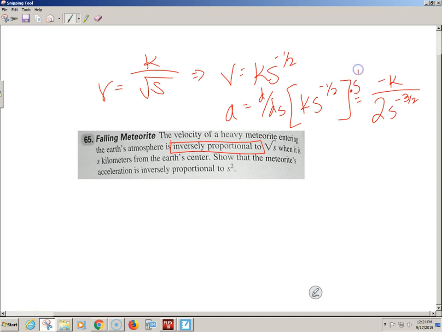Times s prime. And who is s prime? Supposed to be finding ds dt times, my notation is awful. Just wait. It's going to be pretty. About 5, 4, 3, 2, 1.